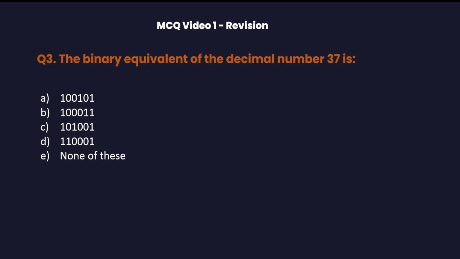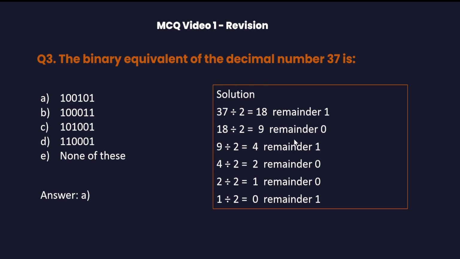Question number 3. The binary equivalent of the decimal number 37 is, the right answer is option number A. So, how do you convert a decimal number to its binary equivalent? Keep dividing by 2 till you get 0 as quotient. Here is the complete solution. So keep dividing the number by 2 till you get 0 as quotient. And then you have to read the remainder from bottom to top. So 100101 is the right answer.